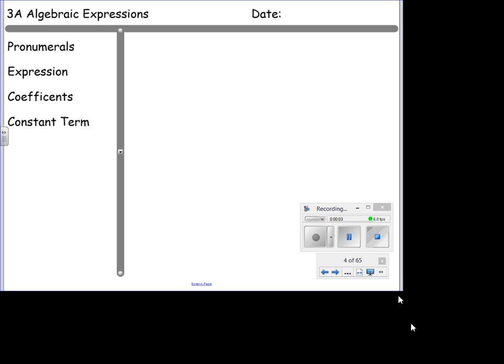Hi, Year 9. We're going to go ahead and introduce you to Chapter 3 today with Algebraic Expressions. Go ahead and set up your notes. Put the date at the top and your title. 3A is Algebraic Expressions.